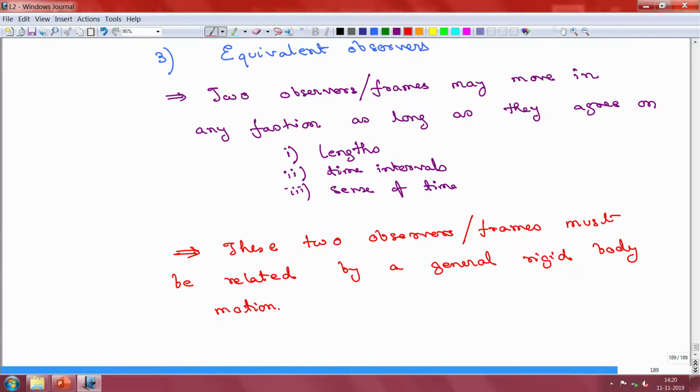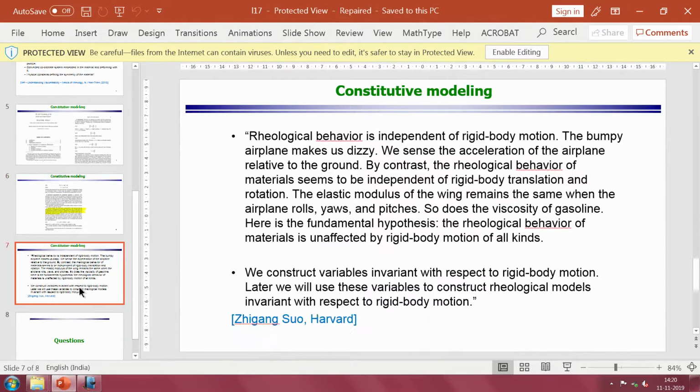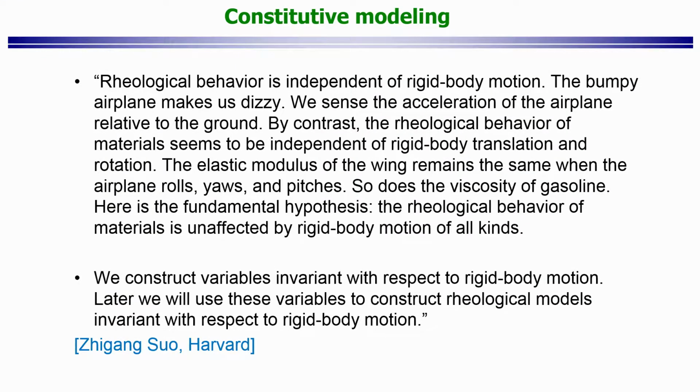So, where are we trying to go here? What we want to discuss, or where we are getting to, is this point, and I am going to quote Professor Suo here, from a set of his notes. He says that rheological behavior is independent of rigid body motion. The bumpy airplane makes us dizzy. We sense the acceleration of the aeroplane relative to the ground. By contrast, the rheological behavior of materials seems to be independent of rigid body translation and rotation.